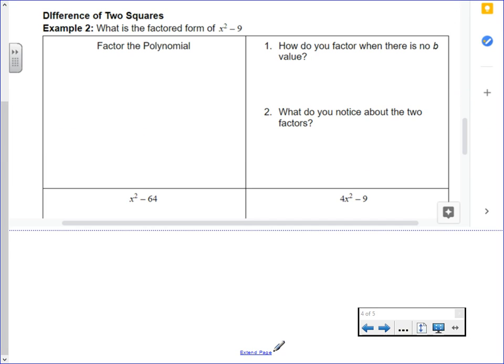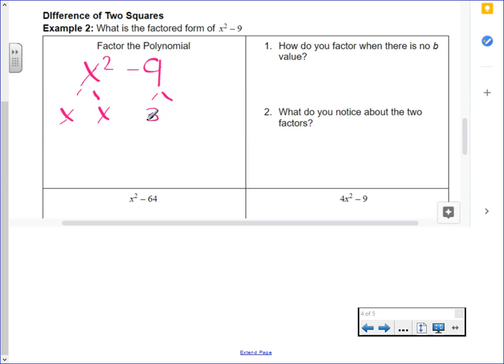This one, there's only 2 numbers. There is no B. Okay, you have the A number and you have the C number. You don't have the B number. So you do the exact same thing. I'm just going to write this again so you can see it better. You're breaking x squared into x times x. You're breaking 9 into 3 times 3.